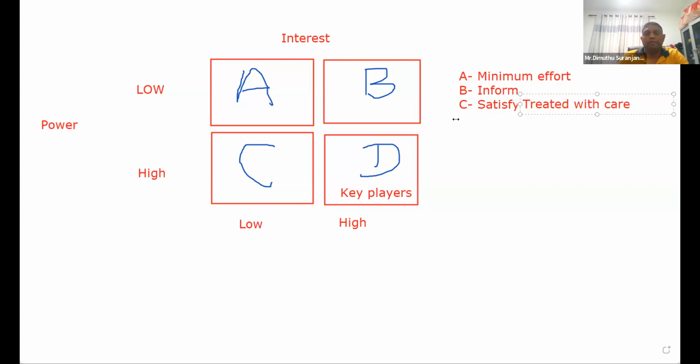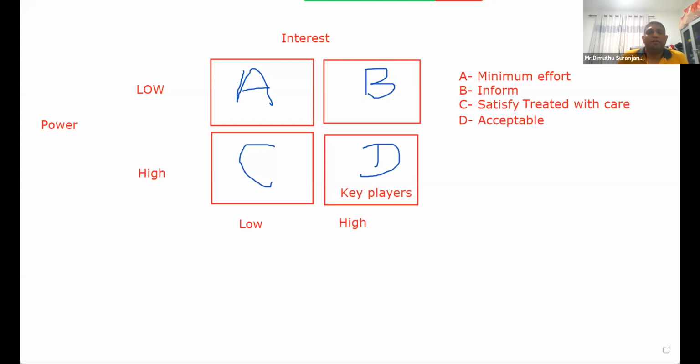When it comes to the directors, they are the most important stakeholder group. That's why we say key players. Whatever we do should be acceptable to them. If it is not acceptable to them, practically, we are unable to implement our strategy. So the directors are the most important stakeholder party here.